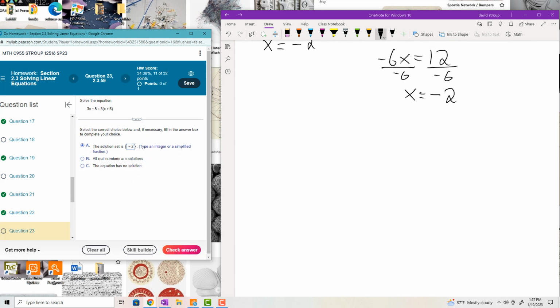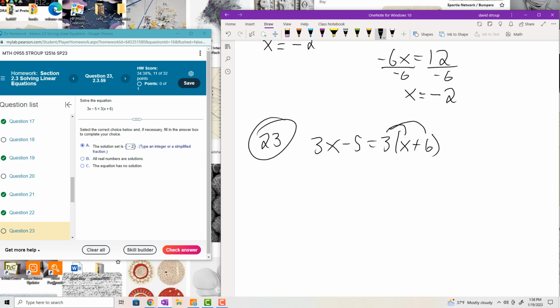Okay, what the heck is this thing? So number 23, we start getting into these problems where there might be no solutions, right? So when you get no solutions, what's going to happen is your variables will cancel and you'll end up with a false statement like 3 equals 2, or you'll end up with a true statement like 5 equals 5. When you get a true statement, it's all real numbers. When you get a false statement, there's no solutions, okay? So number 23, we have 3x minus 5. And you approach these in the same way you've been approaching the problems. You simplify both sides.